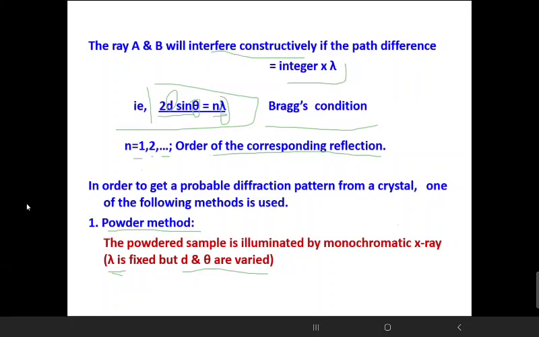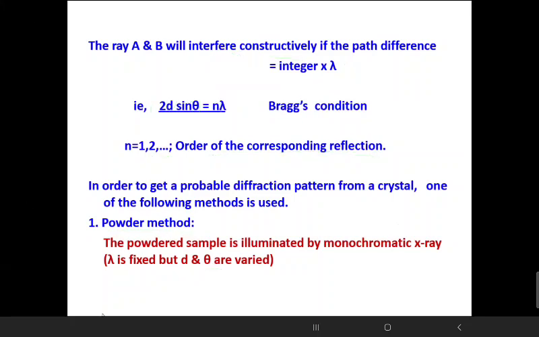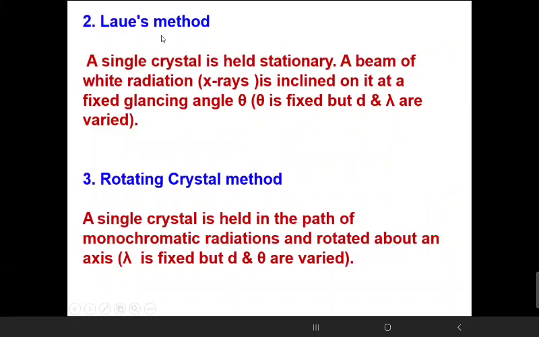The next method is known as the Laue method. In the Laue method, theta is fixed. We are fixing theta and we are changing d and lambda. A single crystal is held stationary. A beam of white radiation, so lambda may vary, is incident on it at a fixed Bragg angle theta. So here we are changing d and lambda.